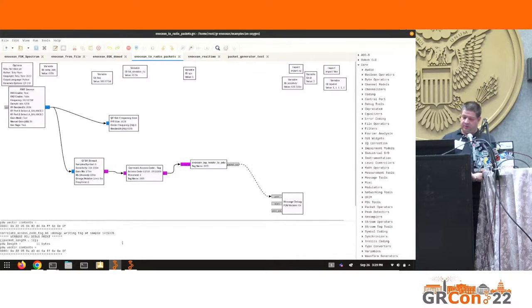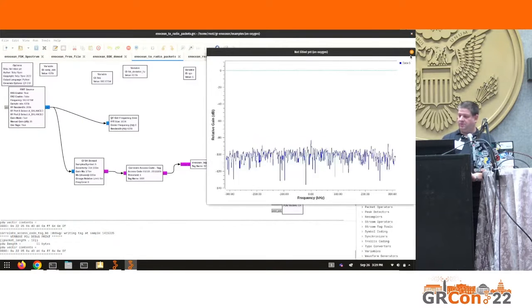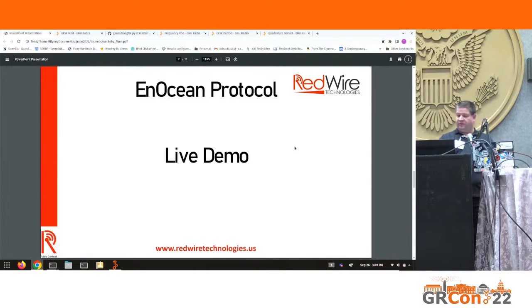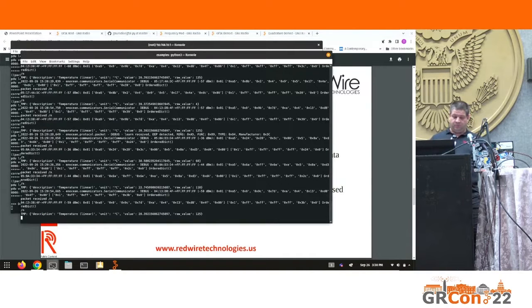And then from here, that was the end of the spec that associates with all the radio frame. Then they have a gigantic spec for the serial interface to these modules, and they actually have a dongle that you can attach to a computer that will interface with all these sensors. There's some nice Python software that's available on GitHub that interfaces to the dongle.